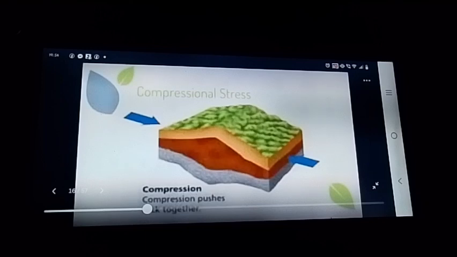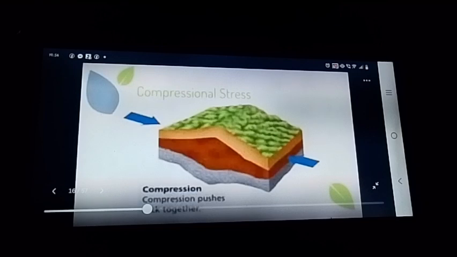Mountains. Compressional stress can cause rocks to fold and buckle, creating mountains. Think of the rubber band. If you push hard enough, it would fold instead of just compressing. And earthquakes. Compressional stress can also build up in the Earth's crust, leading to earthquakes. Imagine the rubber band snapping. When you push it too hard, that's similar to how rocks can fracture and release energy in an earthquake.